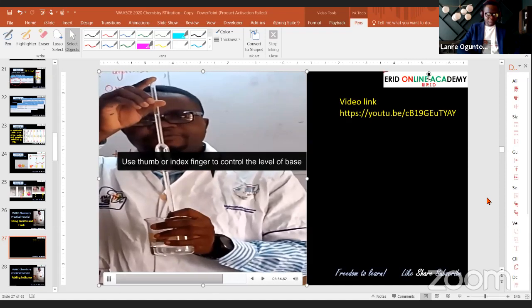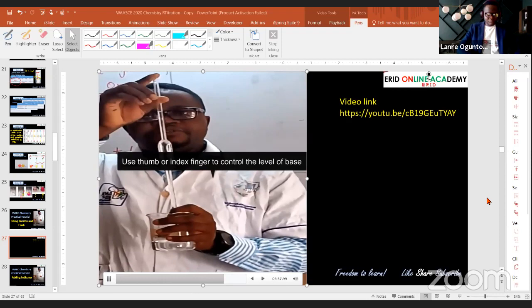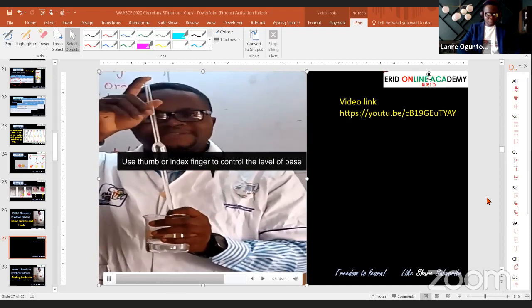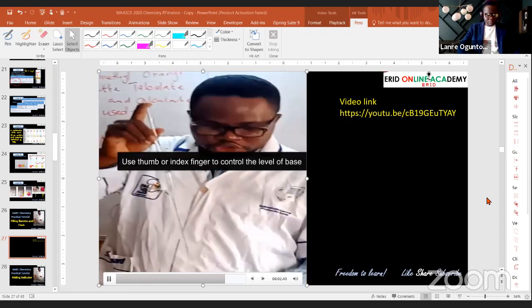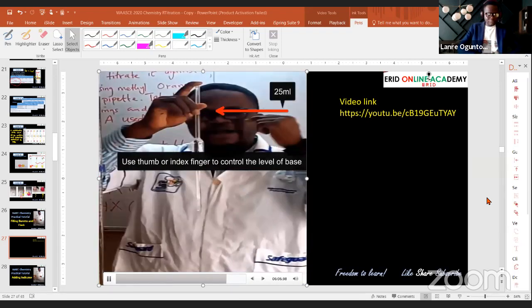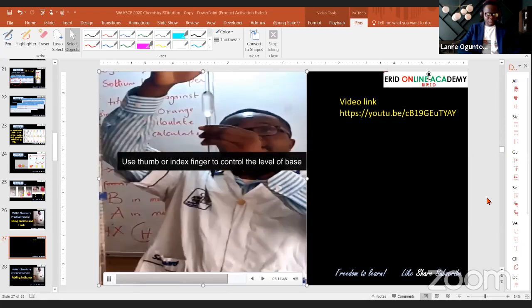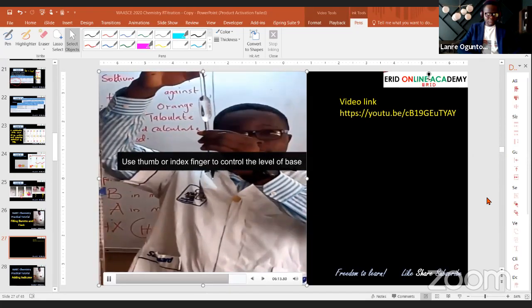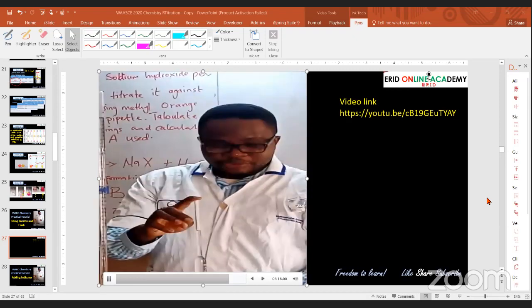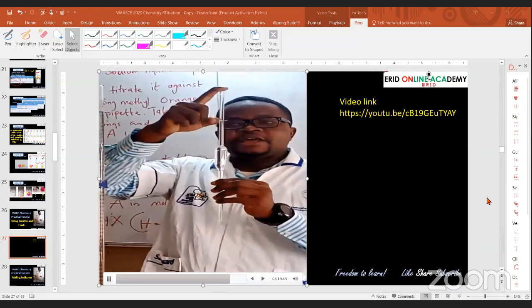Okay, some prefer to use their tongue, whichever one works for you is fine. Okay, so I'm taking my lower meniscus, so ensure that the level of the meniscus is parallel to your eye. That's the best way to get the accurate result. If you raise it higher like this, you get a wrong result. If you bring it lower, you get a wrong result. So make sure it's parallel. Now I have my base at that particular mark.